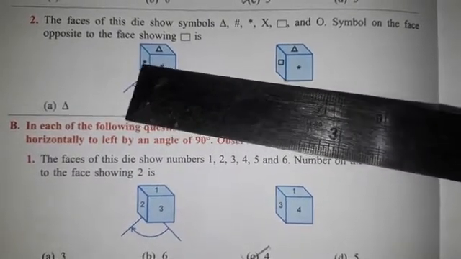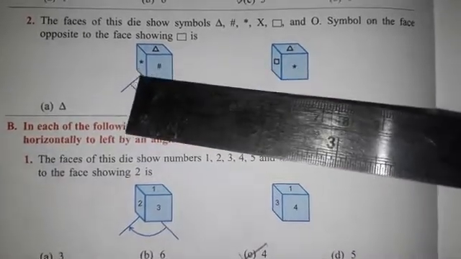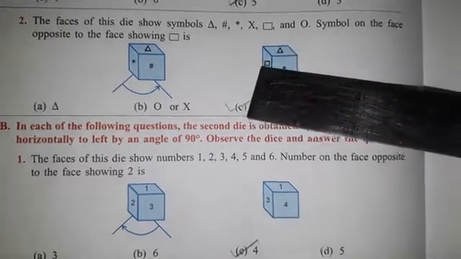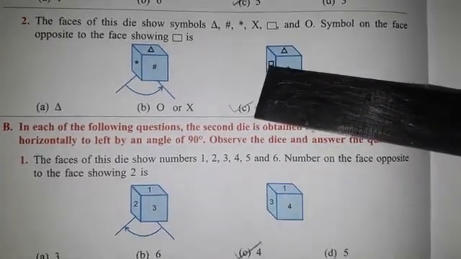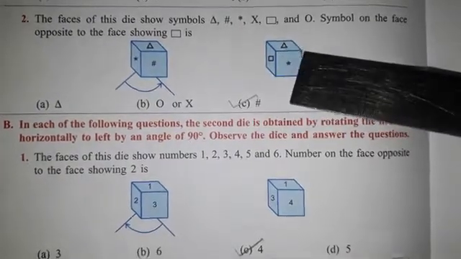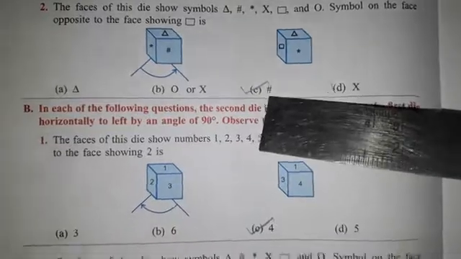On the left side is the star mark. So when it is turned like this, hash goes behind. So what is on the opposite side of this rectangle? Hash, this symbol. So hash is the answer, C.